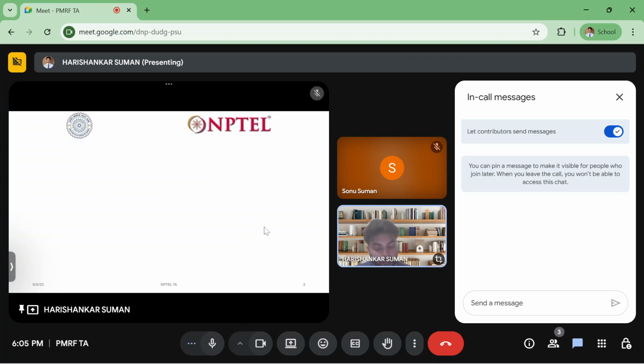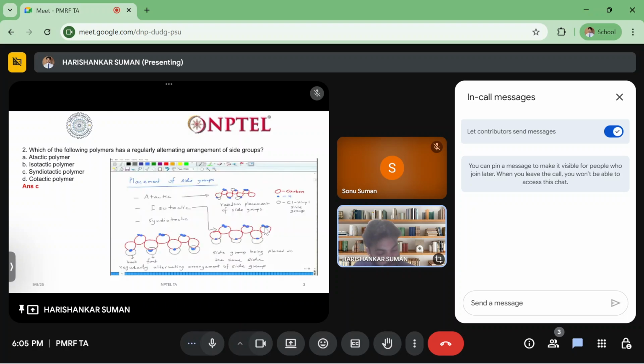So let's move on to the second question. Which of the following polymers has a regular alternating arrangement of the side group? As we discussed, now please answer the question. Based on the previous question, if the side groups alternate, it will be the syndiotactic polymer, and if they are on the same side, it is known as isotactic.